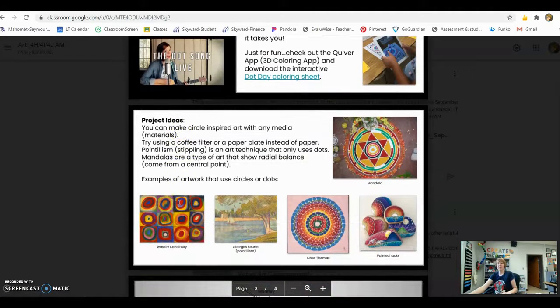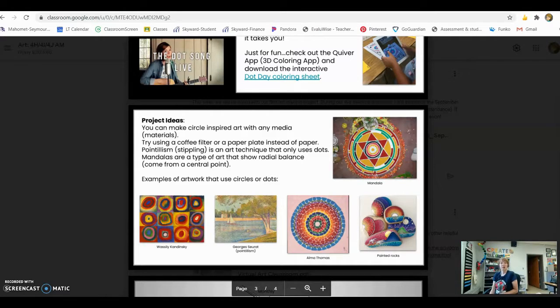Now, some things to remember for your Dot Day inspired project is you can make circle or dot inspired artwork with any media. So if you have basic art supplies at home, like crayons or markers or colored pencils, you can use any of those things. If you have paint, you can make a painting. If you have Play-Doh, you could make a Play-Doh Dot Day inspired project. If you have other crafting supplies like ribbons, yarns, googly eyes, pom-poms, you can make a Dot Day project from any supplies that you have.